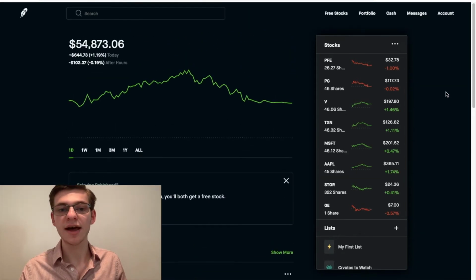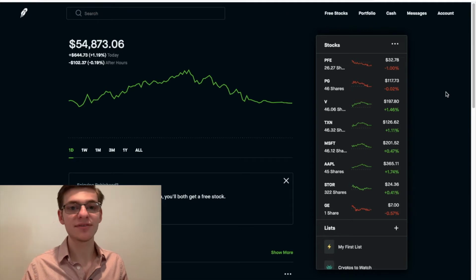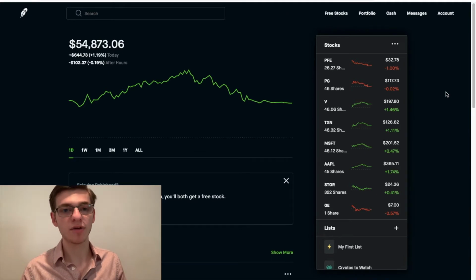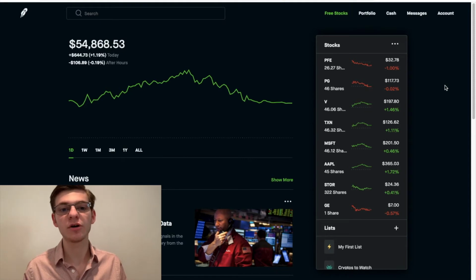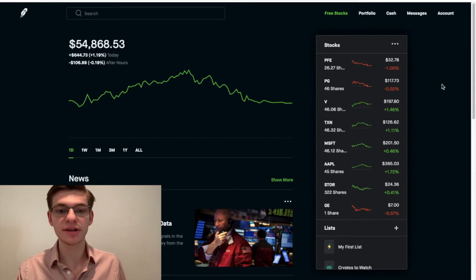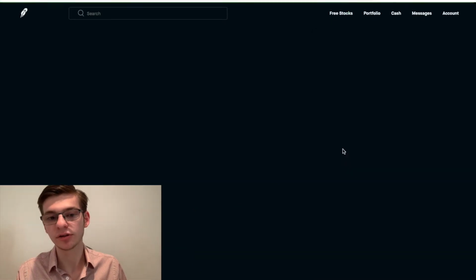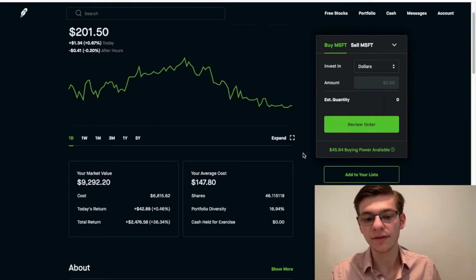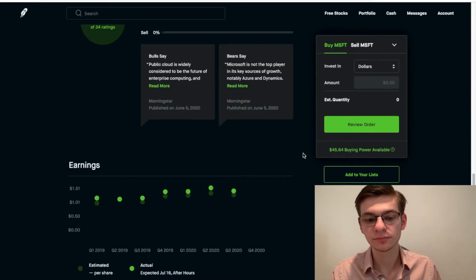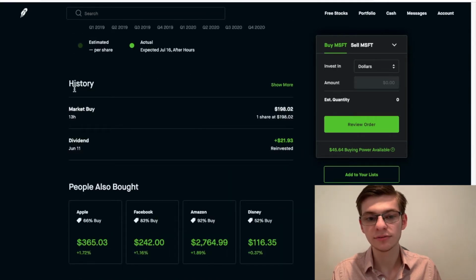If you ever want to see your dividend history or any history, like market or limit orders, on a specific stock in your portfolio, there's a way to do that on Robinhood, and I'll show you right now. All you would do is go into Robinhood, make sure that you're signed in, of course, and then you'll have your portfolio here on the side if you're on desktop. You want to click on the specific stock that you want to take a look at the history of. So if we do Microsoft here, you'll click on that, and then you want to scroll down, and there's your history, right?